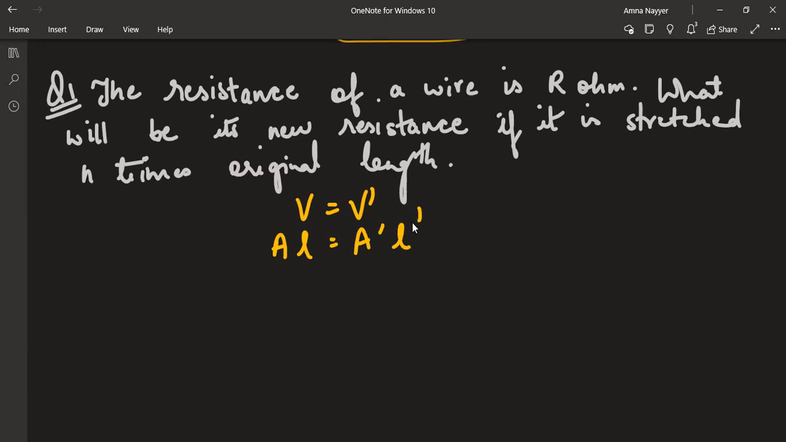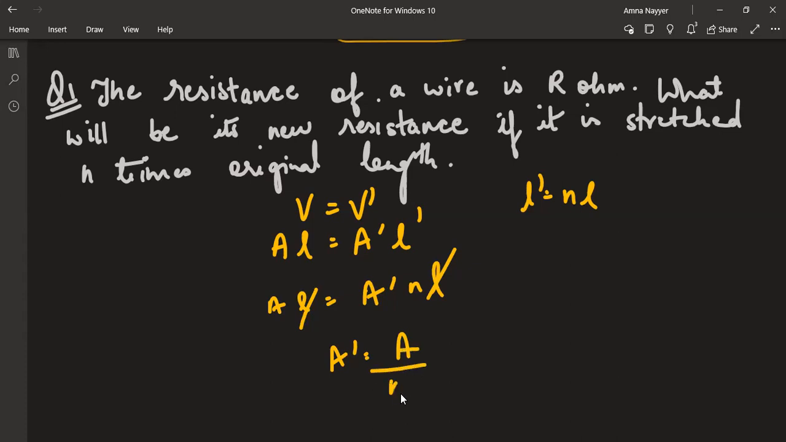And what will be its new resistance if it is stretched n times? Means new length is n times the original length. So AL will be A dash times nL. A dash is A by n.